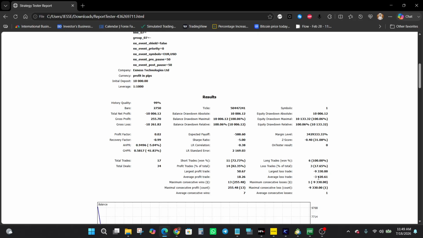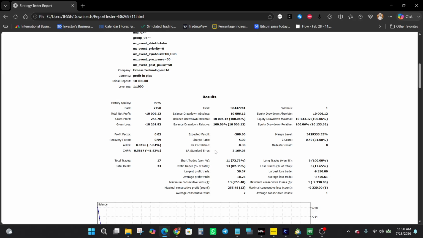So we can see that the gap is so much. The losing trades were much larger, especially one particular trade, which was dramatically larger. We can see that the largest profit trade was just $50.67, but the largest losing trade was $9,330. The difference is so much. So this is one area to pay close attention to.